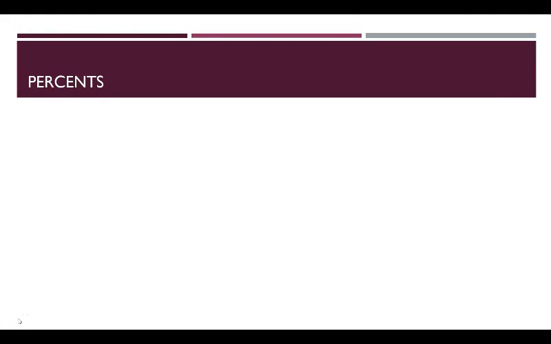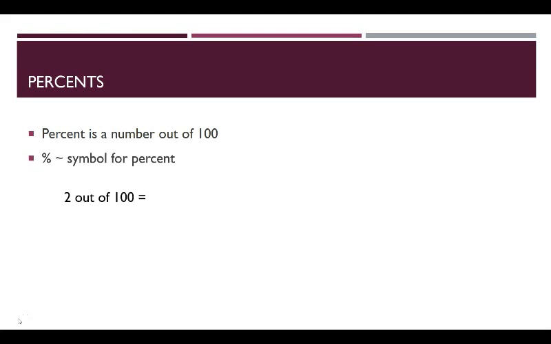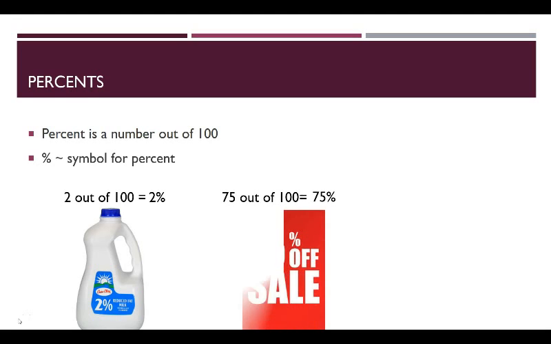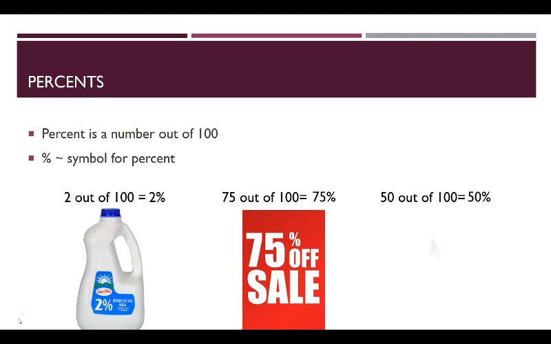A percent is a number out of 100. The percent sign is placed after the number. So 2 out of 100 is 2%. We frequently see this on bottles. 75 out of 100 would be 75%, which is the discount we hope for when shopping. 50 out of 100 is 50%.